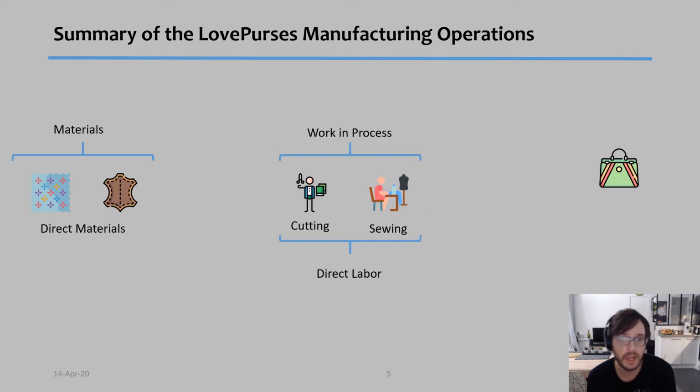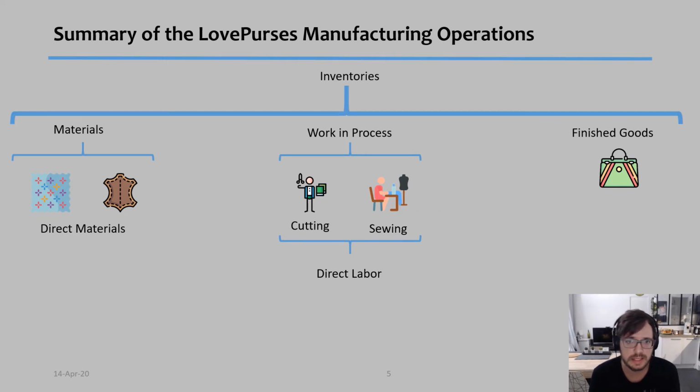So that's another category of products we have. And obviously as well, we have our finished goods. Now these three categories, materials, work in process, and finished goods, represent our three main types of inventories that we need to keep track of. Keeping track of raw materials, keeping track of work that is not completed yet, and keeping track of our finished goods that are ready to be sold.